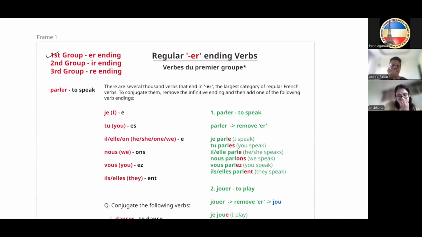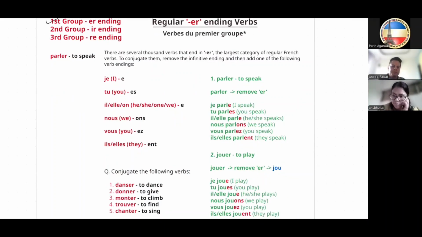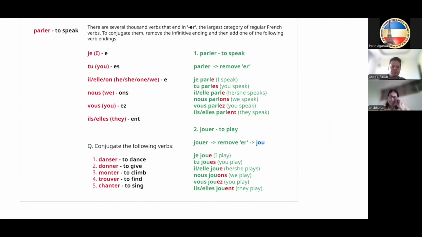Okay, Anup? And no matter whatever regular ER ending verb we have in front of us, it will be conjugated in the same way. You will find that the endings are the same. Now, I have conjugated two verbs on the screen. If you have a look, the first one is parler. Parler means to speak, and the second one is jouer. Jouer means to play, right?